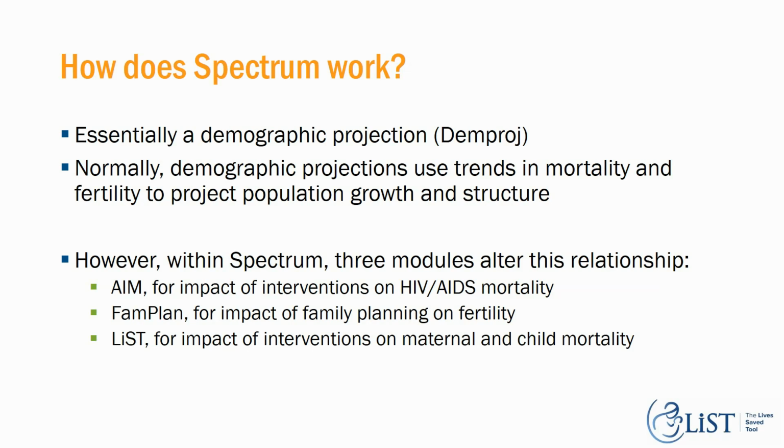AIM looks at the impact of interventions on HIV and AIDS. FamPlan will look at the impact of family planning on fertility, and that will modify the population structure as well. And finally, we have LiST, which is the focus of our work here, to model the impact of interventions on maternal and child mortality.